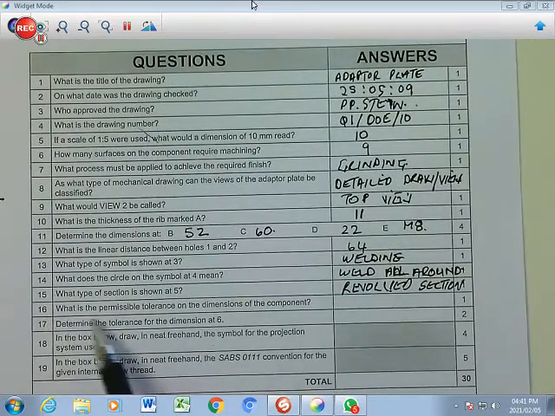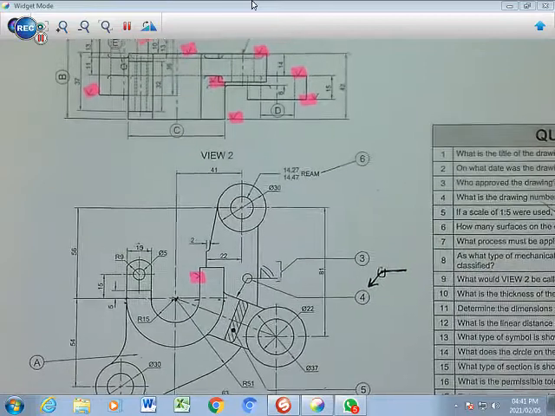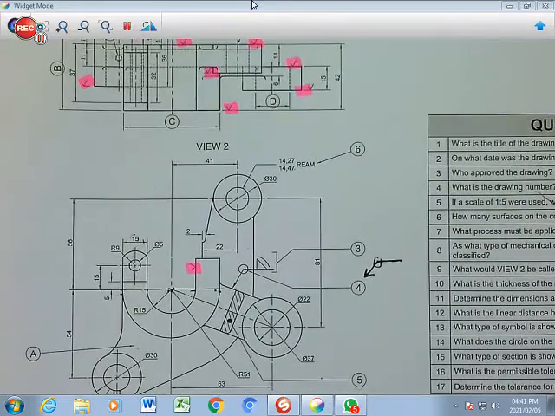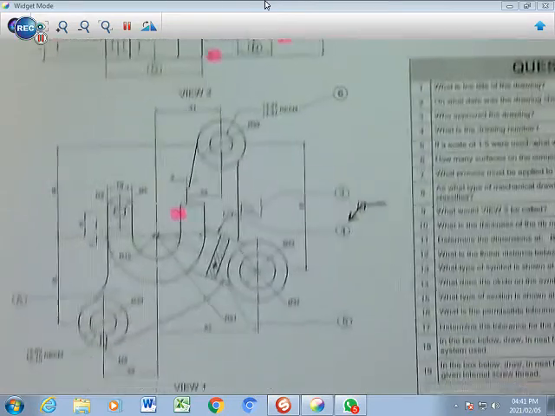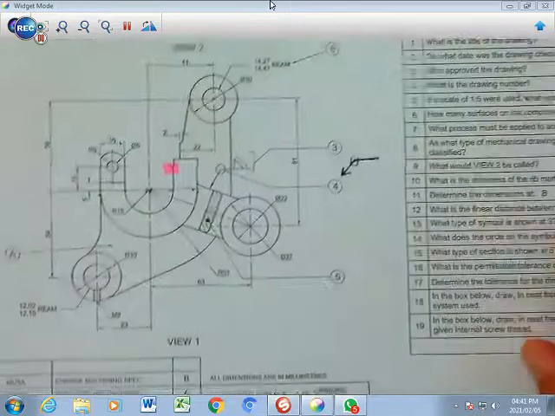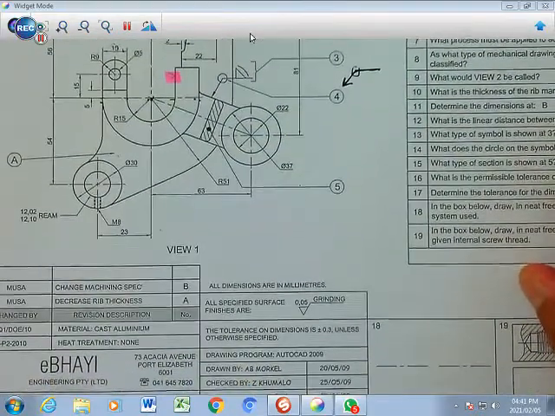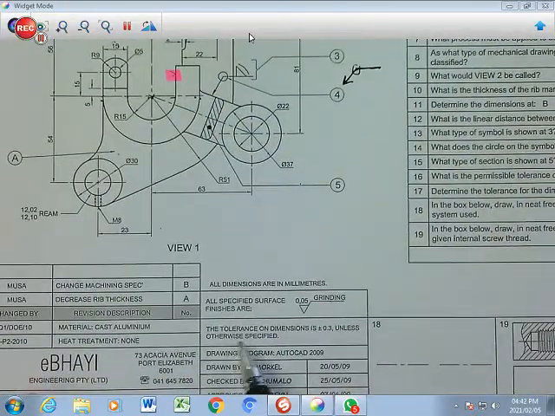Number 16. What is the permissible tolerance on the dimensions of the component? So there are tolerances. Now tolerances refer to offsets, right? Up or down, a fraction of a millimeter up and a fraction of a millimeter down. So where are you going to find that? You're going to scroll down here, and there in that specific title bar and block it says the tolerance on dimensions is plus minus 0,3. Right? That's very important.